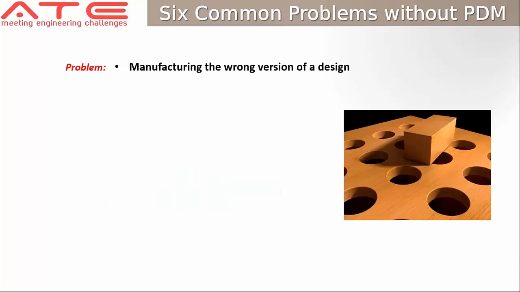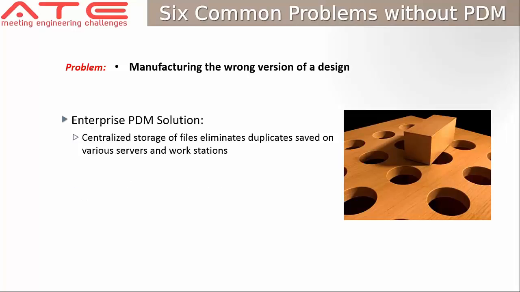The next issue is manufacturing the wrong version of the design. This is a common issue in situations where customers have both manufacturing and design departments, or they have designs which have to be manufactured by vendors or by themselves. There's always an issue where they find the manufactured version is not the one they wanted to manufacture. So in this case, SolidWorks PDM acts as centralized storage of files, which avoids duplicates.